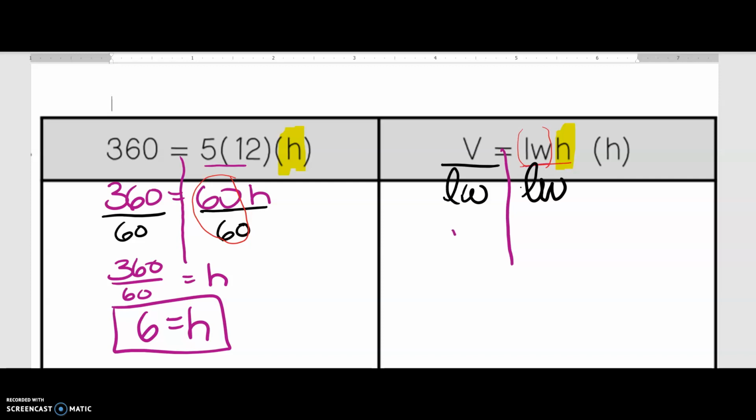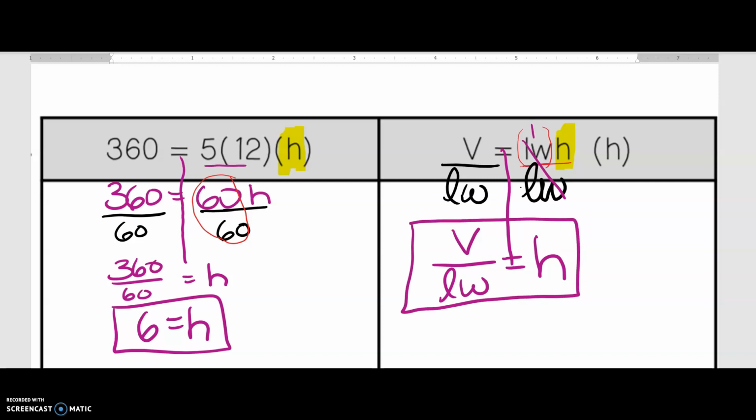And when we do that, we get V over L times W is equal to, and then over here, LW divided by LW, that's going to equal 1, because anything divided by itself is 1. So we have 1 times h, which is just h. So now, of course, like always, we have to look at our fraction to see if we can reduce it, but we can't do anything else with this. We don't have anything in common between our numerator and our denominator, so that is all that we can do.